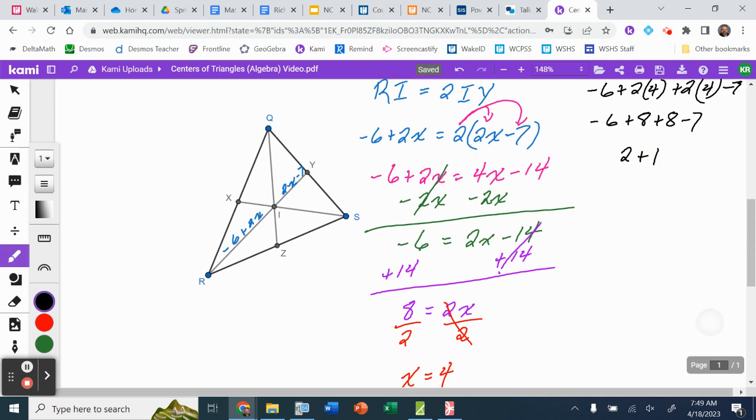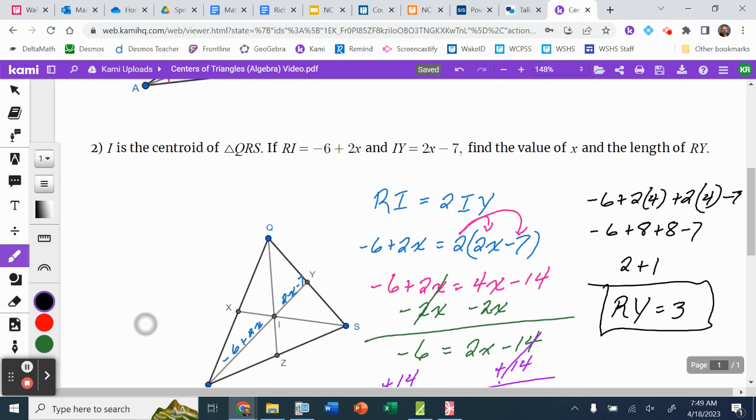And so it looks like the length of RY in total is 3. Right? RY is 3. And that concludes this video.